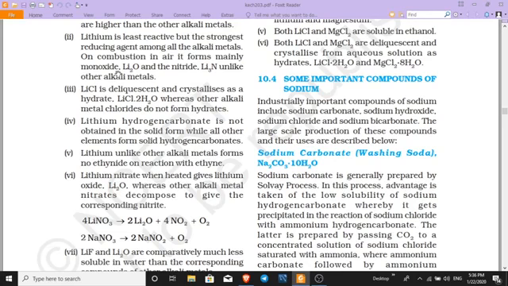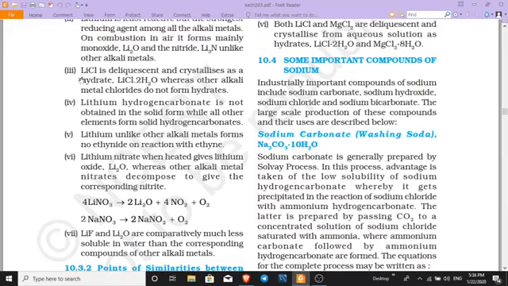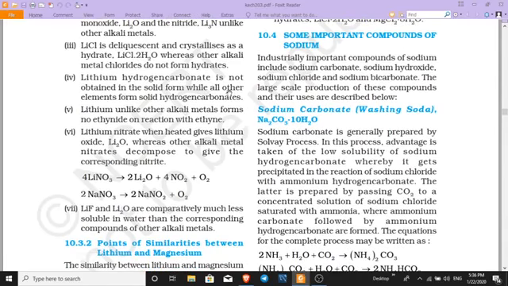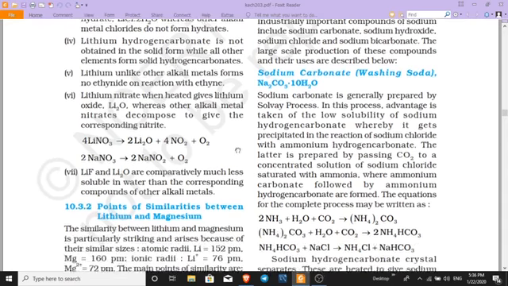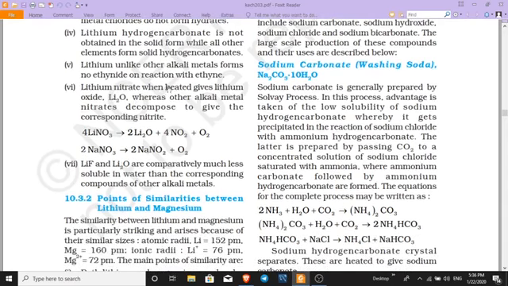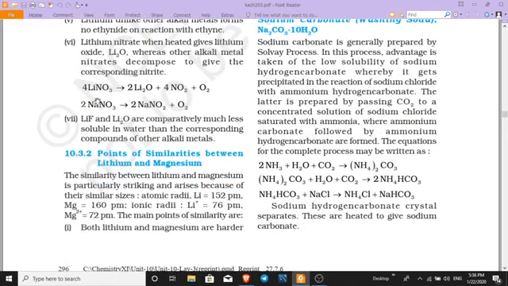Other alkali metals show somewhat different behavior from this. Lithium chloride is deliquescent and crystallizes as a hydrate, LiCl.2H2O, whereas other alkali metal chlorides do not form hydrates. Lithium hydrogen carbonate is not obtained in the solid form, while all other elements form solid hydrogen carbonates. Lithium, unlike other alkali metals, forms no ethynide on reaction with ethyne. Lithium nitrate, when heated, gives lithium oxide, Li2O, whereas other alkali metal nitrates decompose to give the corresponding nitrite.